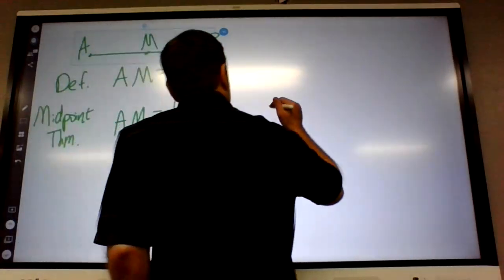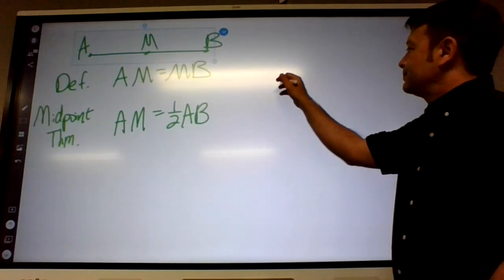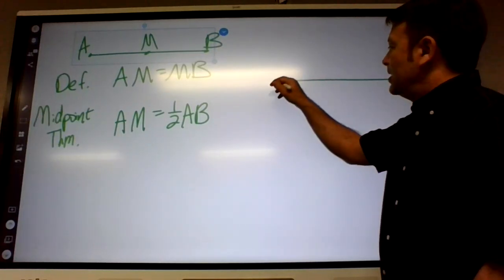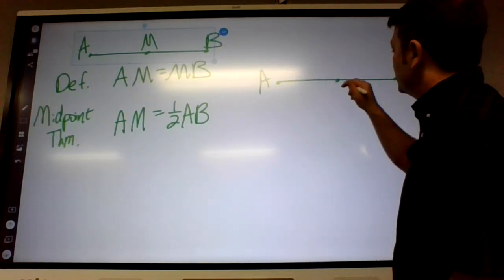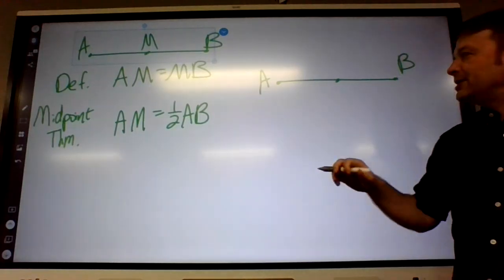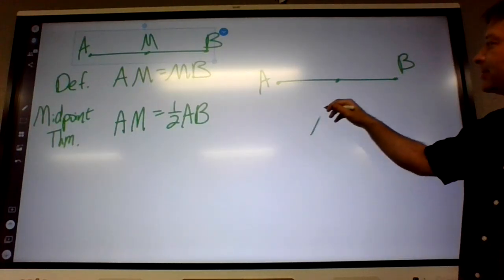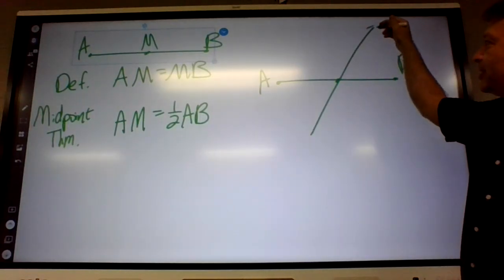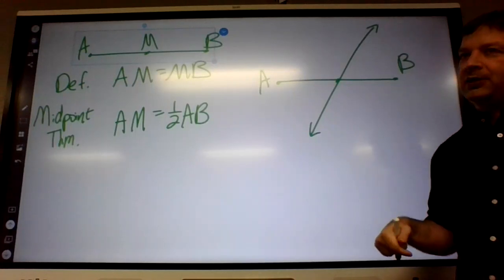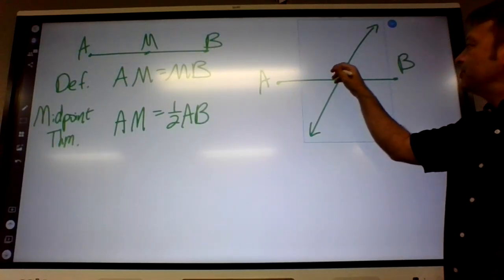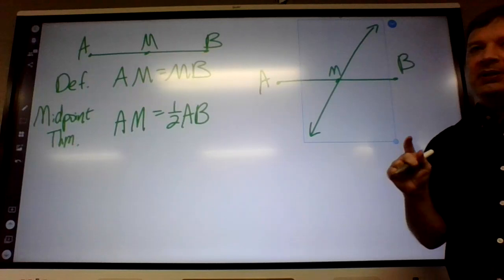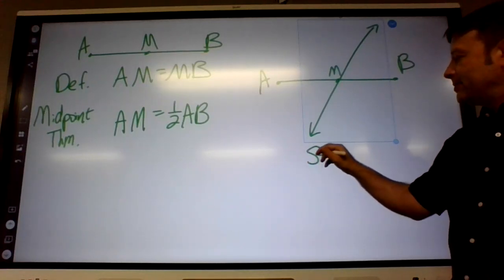Okay, now here's something that's new. Anything that goes through the midpoint of a line segment is called a segment bisector. So it could be a line, it could be a ray, it could be a line segment, but anything that goes through the midpoint, if M is the midpoint, is called a segment bisector.